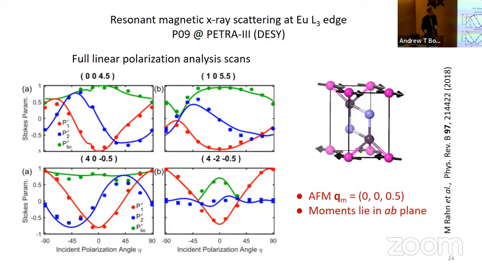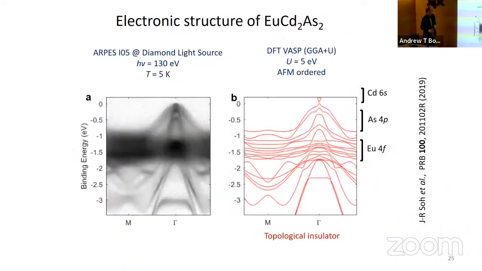This is the magnetic structure. And how does that then affect the band structure? So to know what the band structure is, you can measure it with angle resolved photoemission spectroscopy. This is an example of some data that we obtained at the Diamond Light Source in the UK.